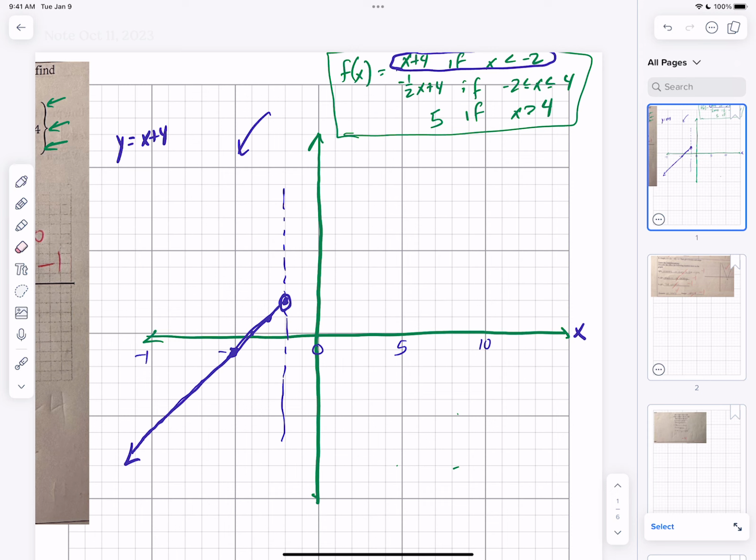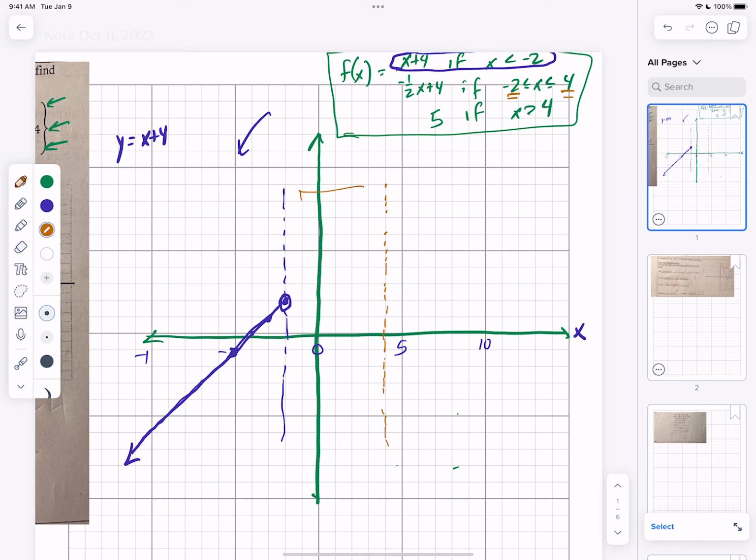Now let's do that for this middle piece. What color should we use? Let's use maybe orange. So now we want everything between -2 and 4, less than or equal to. So we're going to draw these lines, which are not lines in your answer. I'm just putting them in here to highlight the space that we're going to try and figure out next.